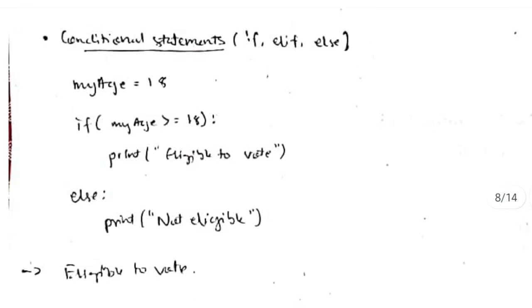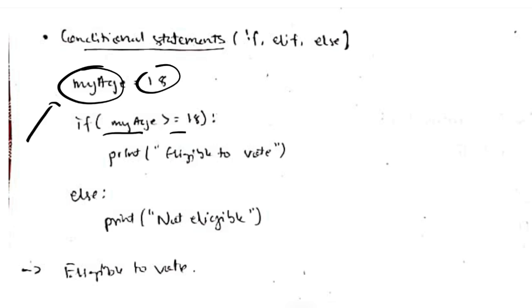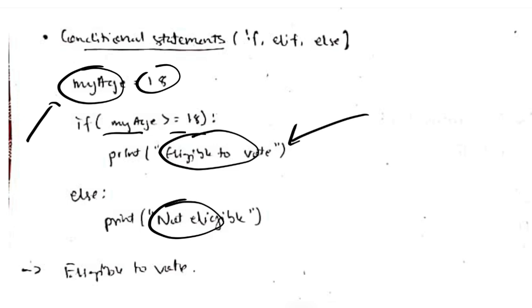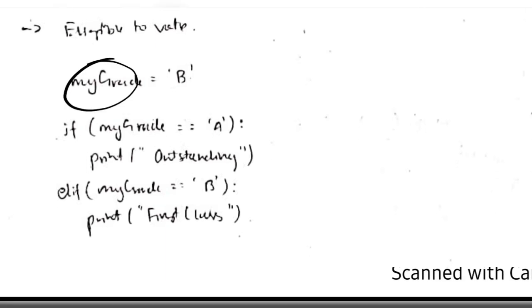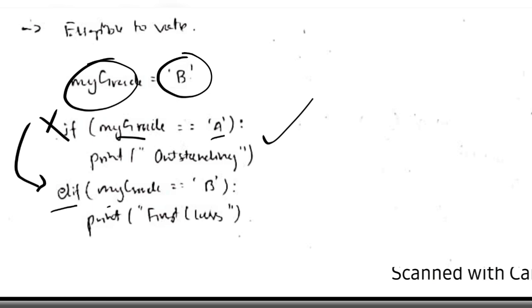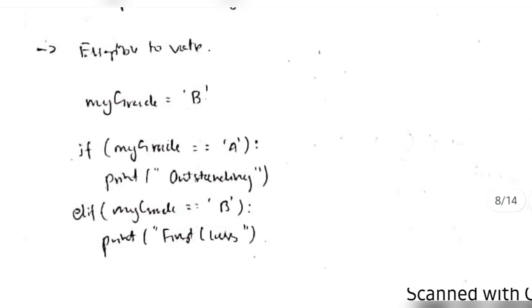And for conditional statements we have three: if, elif and else. For example, if I have initialized the variable my age as 18, if my age is greater than or equal to 18, print eligible to vote, else print not eligible. So here this will be executed, which is eligible to vote. In case I have multiple statements like grades, my grade is equal to b. If my grade is equal to a, print outstanding. Elif means if this condition is not true, then go to here. Elif my grade is equal to b, print first class. If this is also not true, suppose that here it was c, at that time this will also become false. Therefore I will go to the last statement, which is second class. So this is the use of if, elif and else.